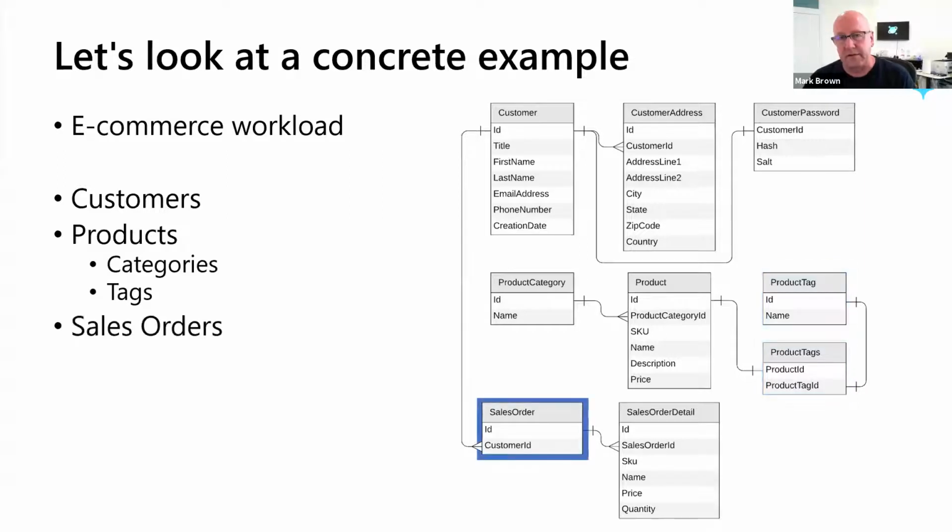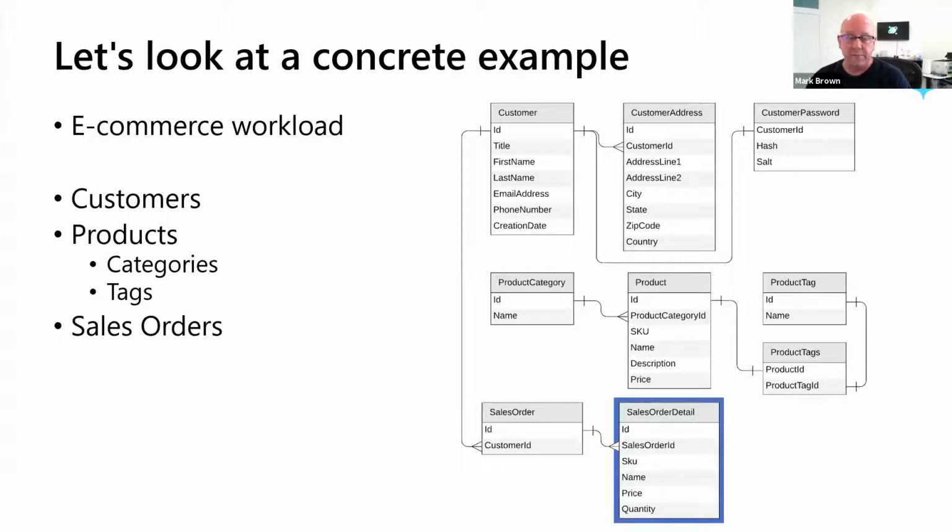And then finally, we've got our sales order. So I've got my sales order header table here, and then the sales order details. These are all the line items from everything in my shopping cart that I purchased.